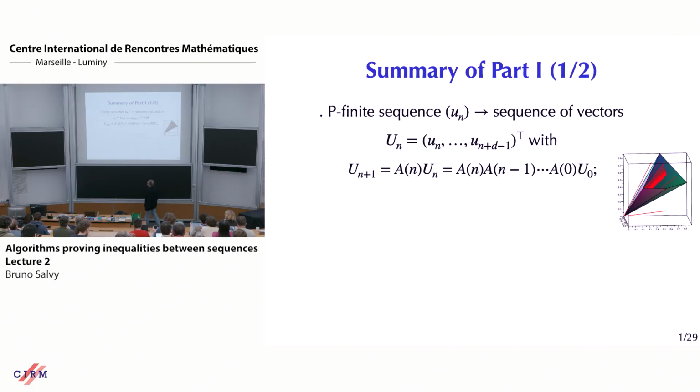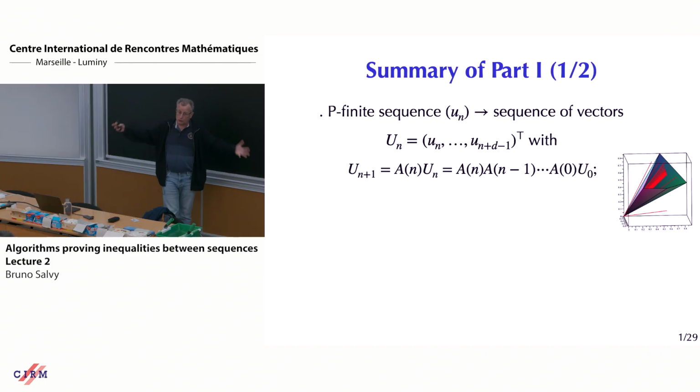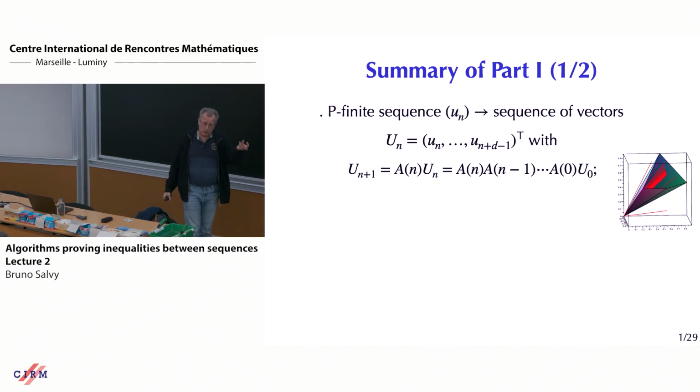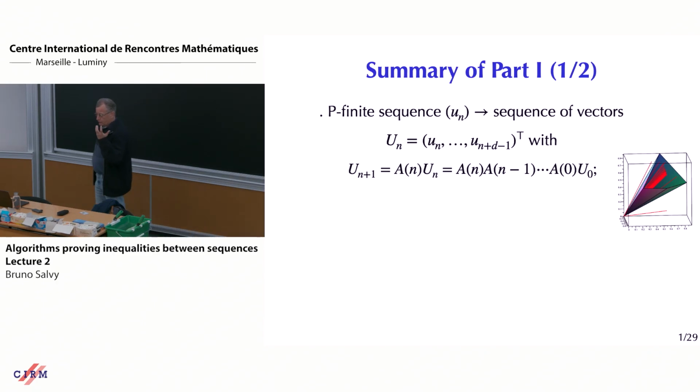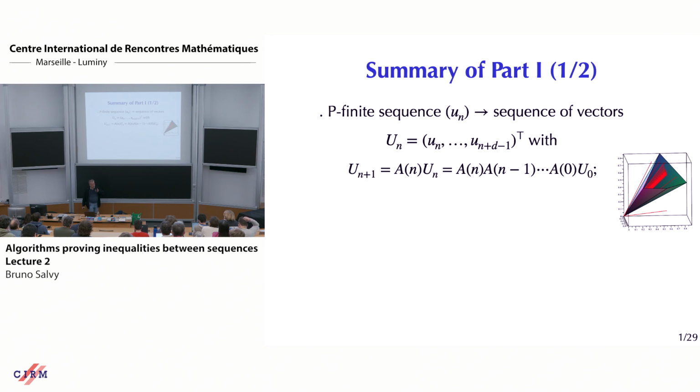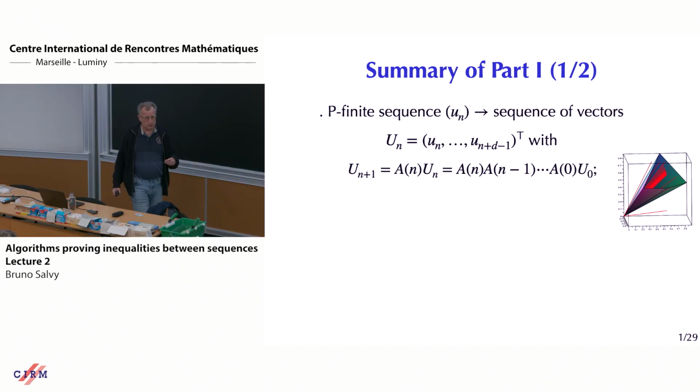So first, we are interested in what's called P-finite sequences, which are solutions of linear recurrences with polynomial coefficients. And to such a sequence, we associate a sequence of vectors. If the recurrence is of order d, we take the vector u_n up to u_{n+d-1}, so you have d coordinates in your vector. And then the recurrence becomes a first order recurrence with a matrix A_n, that's the companion matrix of the recurrence.